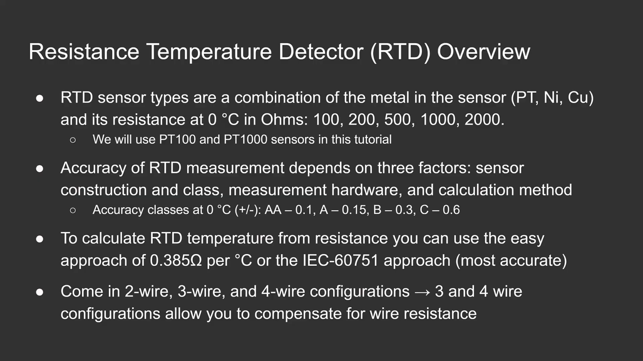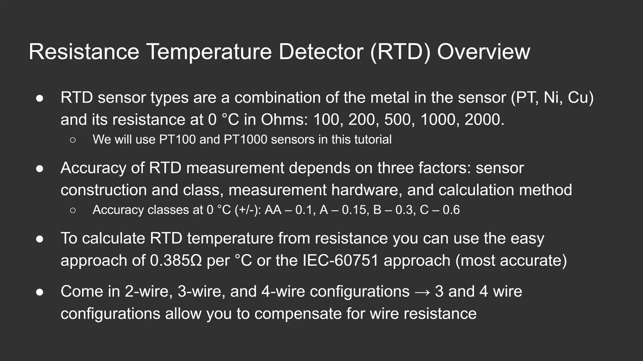When you look at RTD sensors, they typically have a name that starts with two letters and then a number. The two letters represent the metal material that's used in the sensor. For instance, PT means platinum, Ni means nickel, Cu means copper. Then it's followed by a number, 100, 200, 500, 1,000, 2,000. That represents the resistance of the sensor at 0 degrees C. In this video, we're going to mainly use the PT100 and the PT1000 sensors as examples and in our demo. The reason is these are the most commonly used ones out there. But what we cover here is applicable to other RTD sensors and other RTD sensor resistance values.